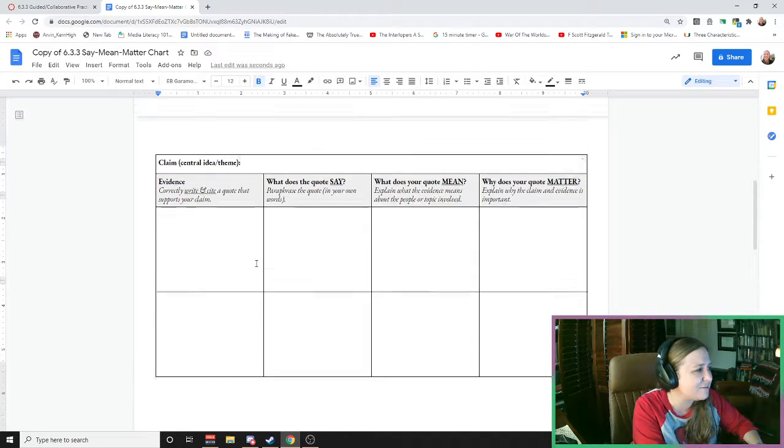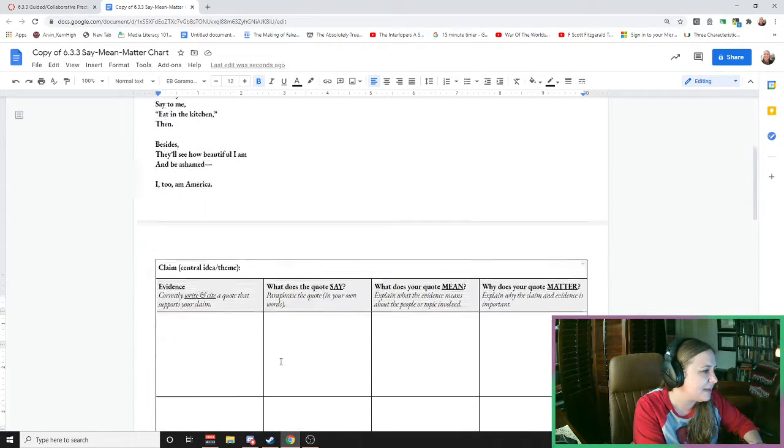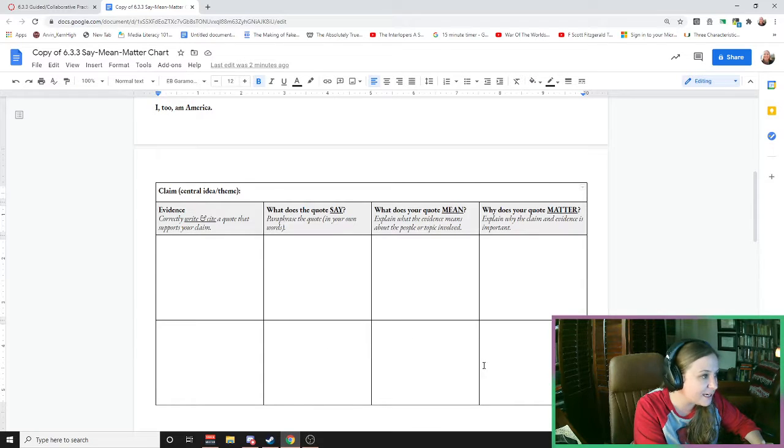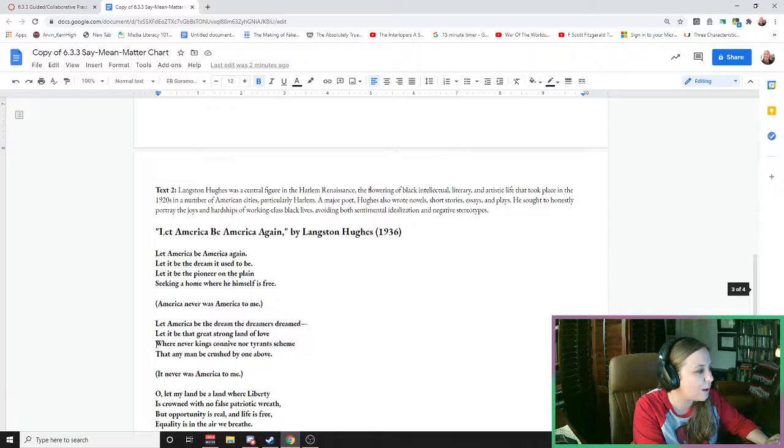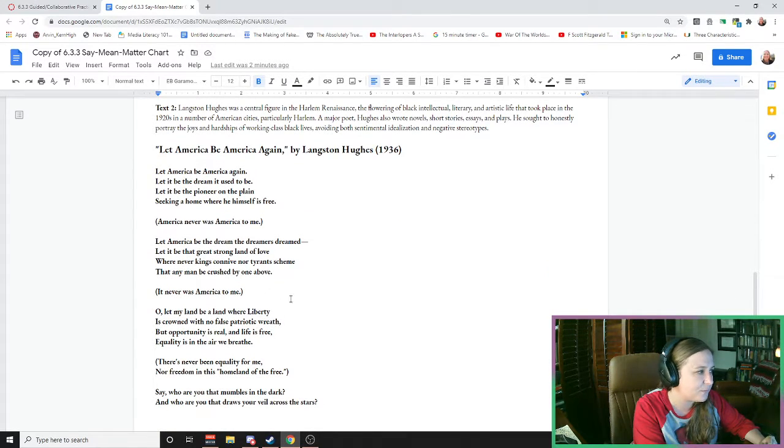You're going to find a second piece of evidence from the same poem, and you're going to paraphrase it, tell me what it means, and tell me why it matters. Okay, and then you'll do it one more time for the poem down here.